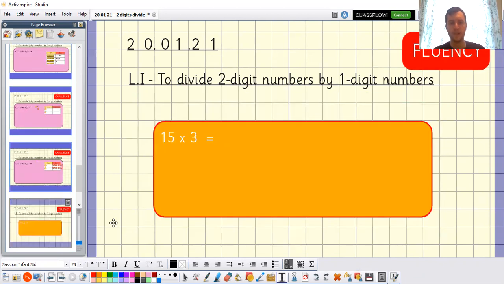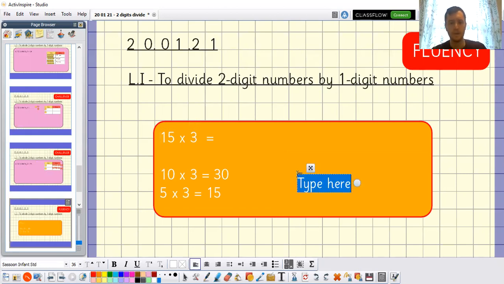Quick one to finish with, 15 times 3. We had this one recently. So let's have a look through this one together. I would be thinking, right, I'm going to partition this into 10 and 5. Now 10 times 3 is equal to 30. 5 times 3 is equal to 15. 30 plus 15 is equal to 45. So 15 times 3 is equal to 45. Well done if you had that one.